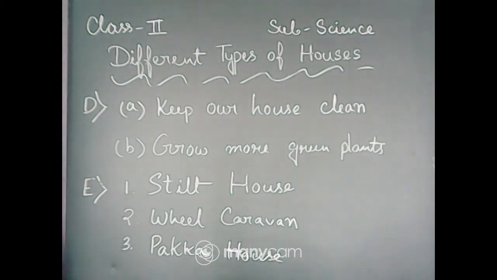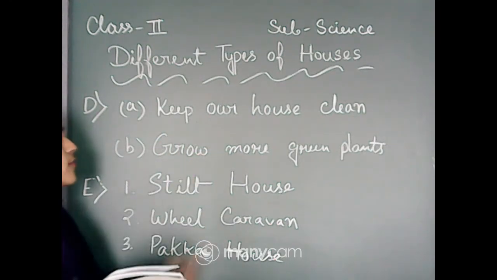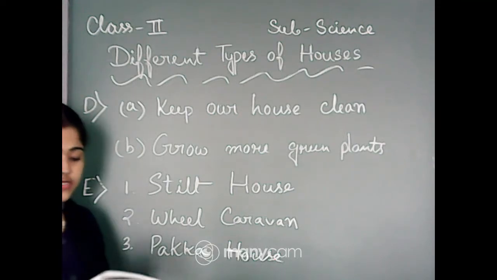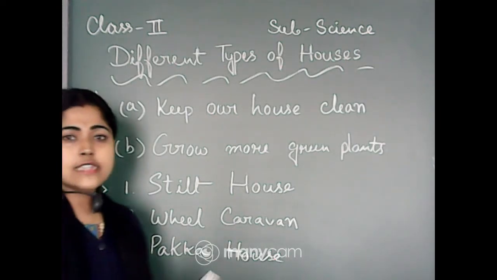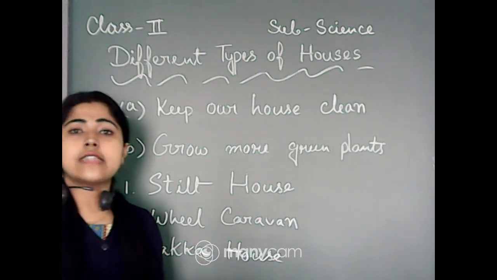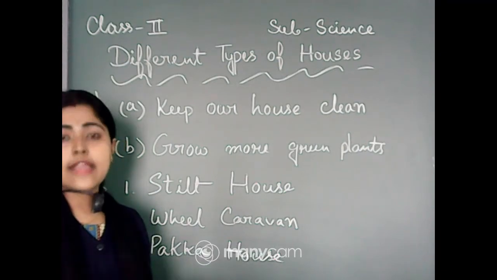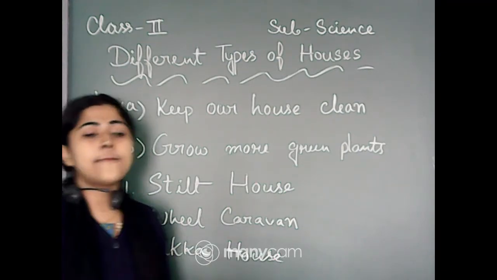You can check the board. Question D, think and answer the two ways: keep our house clean, grow more green plants, these two ways. And the next is identify the following pictures, and we all identified it, right? The first picture is the stilt house, the second one is the wheel caravan, and the last one is the pakka house.